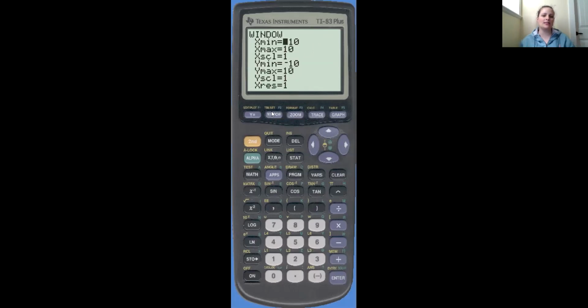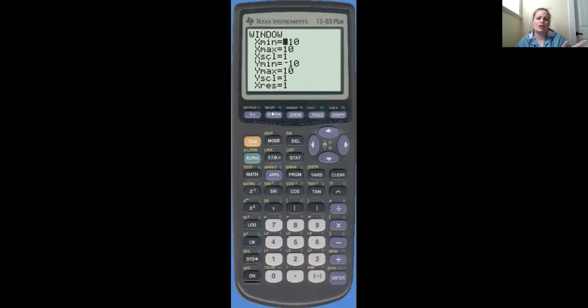All right, so you can go into the window button. It's the second to the left button. It says window. When you click that, it's going to have a bunch of things: X-min, X-max, X-scale, Y-min, Y-max, Y-scale, X-resolution. You're not going to touch the X-scale or the Y-scale. That's just saying what each little notch is worth, or the value of it. You just want each value to be 1. Don't play around with that. It's going to really mess up your day.